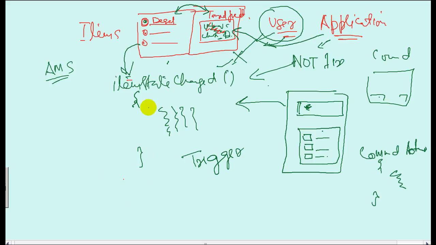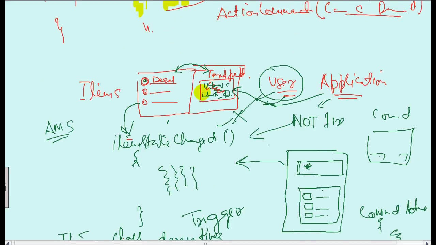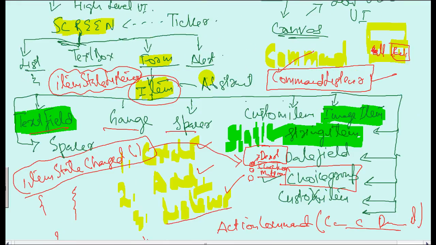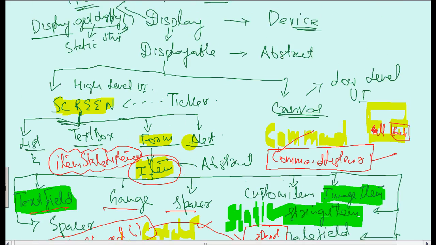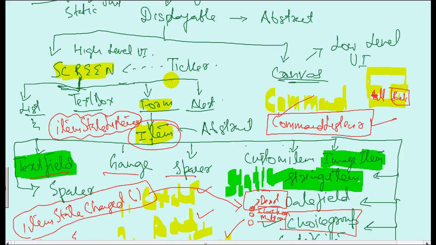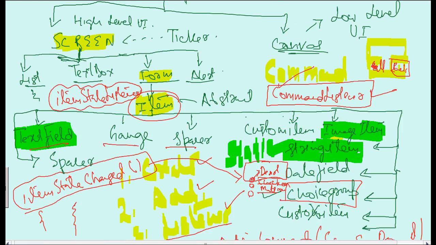So we've done all the basics of item state changed and the item class, and now it's time to implement it in a program, the item class derivatives. That is all what we have done on the top. We have the text field, gauge, spacer, custom item, image item, and all these. We will take them one on one, and we have to master them.